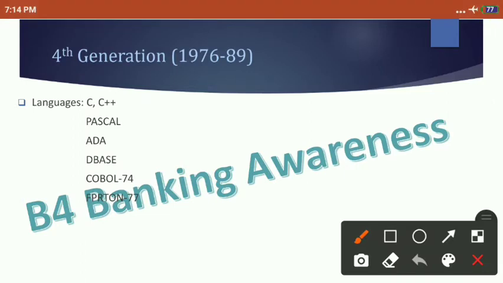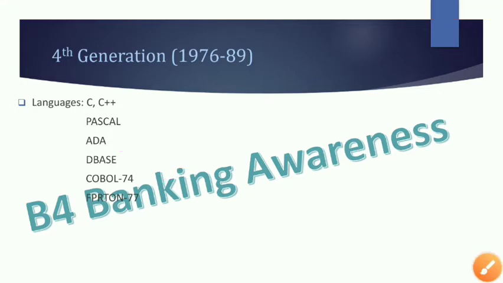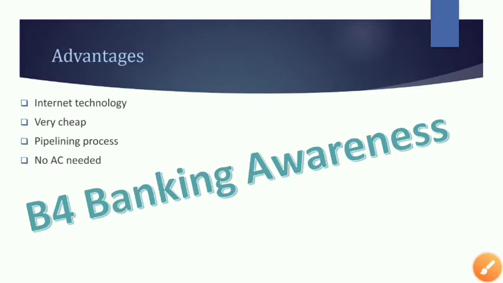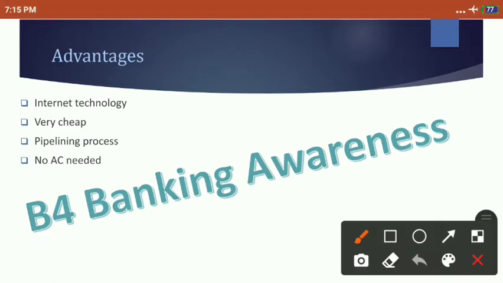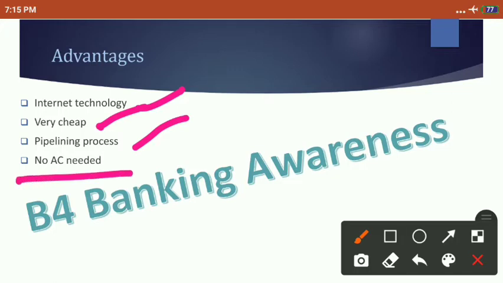Languages used in this generation were C and C++, Pascal, Ada, DBase, COBOL 74, and Fortran 77. Advantages of these computers were internet technology were invented in fourth generation, and they were very cheap computers as compared to third generation computers. Pipelining process were used, and in fourth generation there were no need of AC.